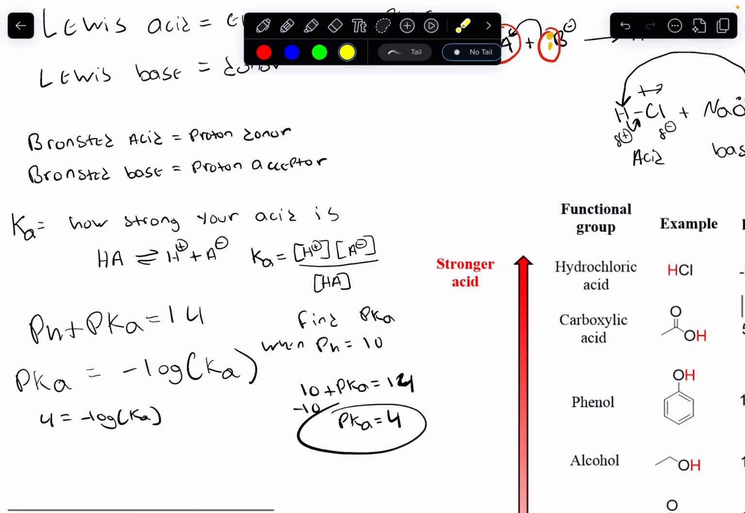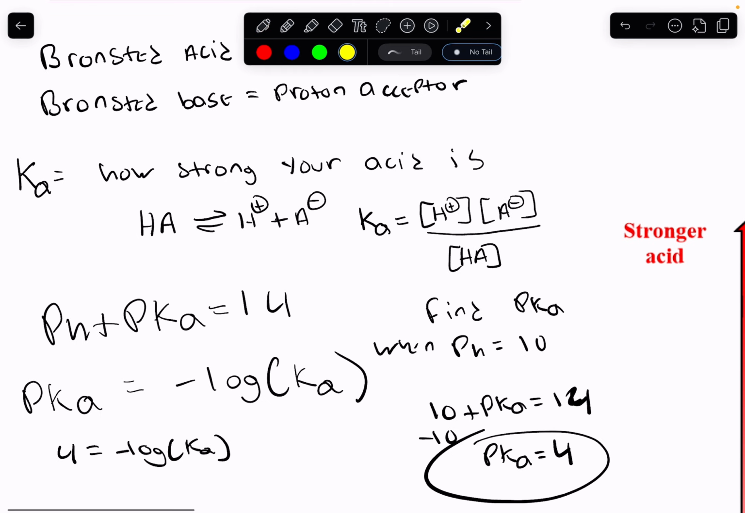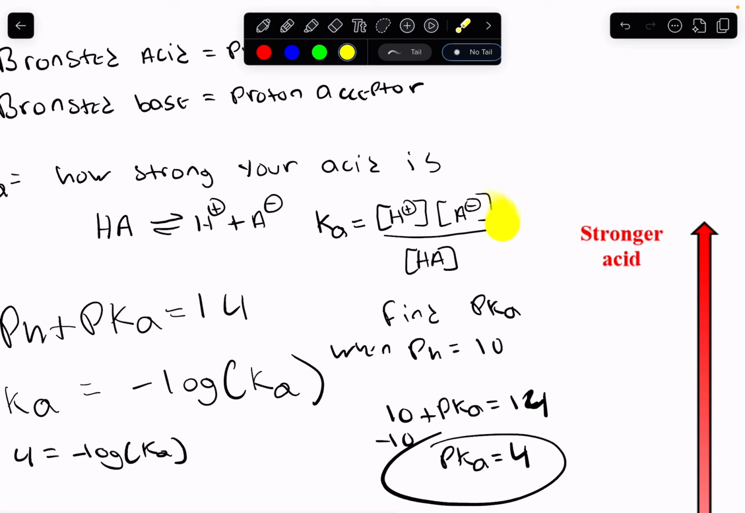So a few more things Kaplan wanted you guys to know is Ka. Ka is how strong your acid is. The higher the Ka, the stronger your acid. And the way Ka is calculated is literally the same way as we do Keq, but instead we're just going to use our acids. So definitely note this. This should be pretty much review for everyone.